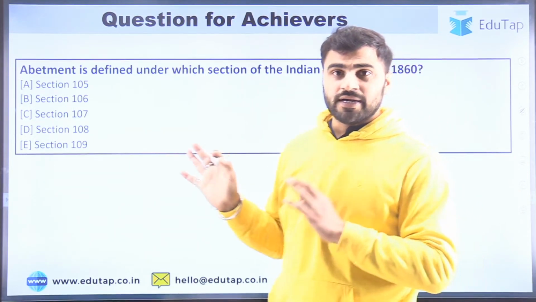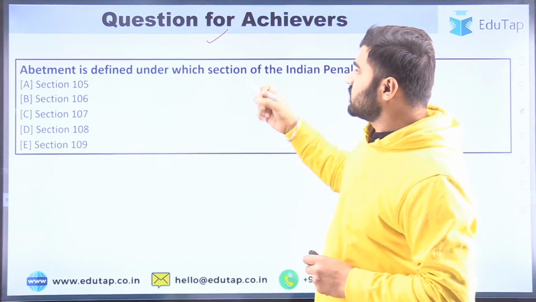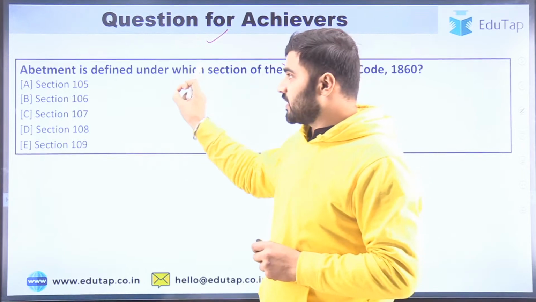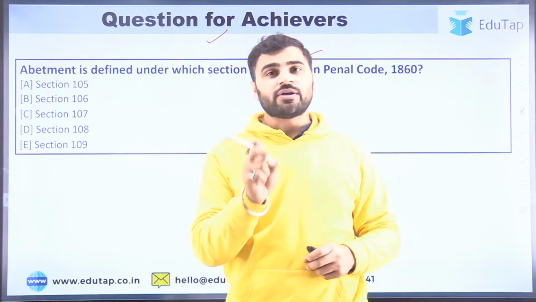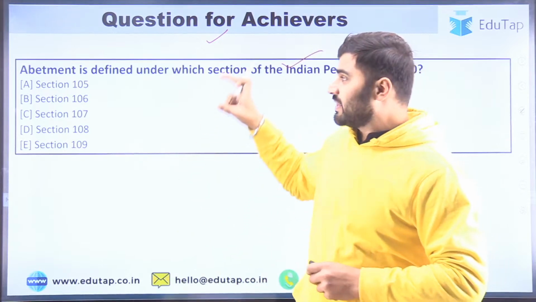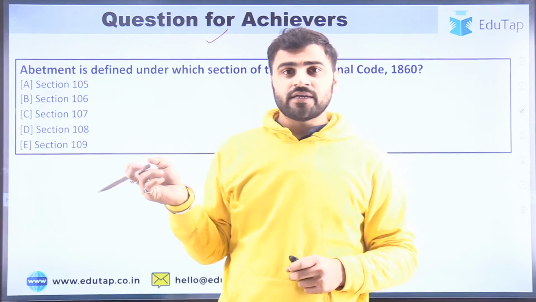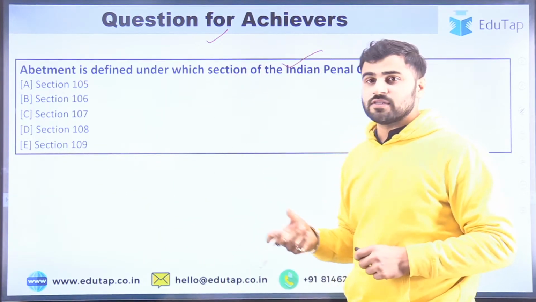So these were all 10 questions, guys. Now today's question for achievers is, abetment is defined under which section of the Indian Penal Code 1860? Your options are section 105, section 106, section 107, 108 or 109. Those who give the correct answer to this question, their name will be displayed in tomorrow's session, right guys? So this is a question for achievers.